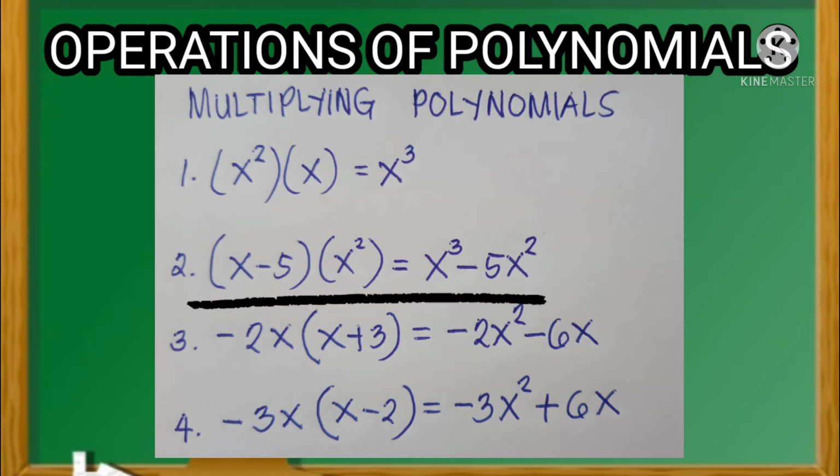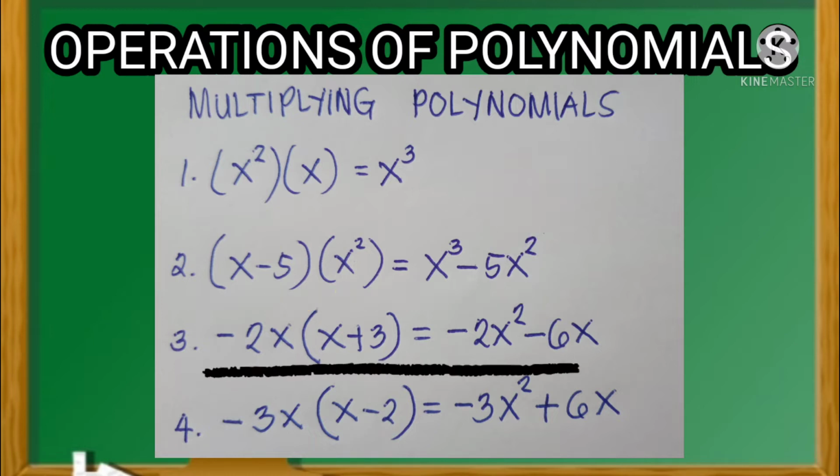Number 2, x minus 5 times x squared. So this time we will apply the distributive property. X times x squared, that is x cubed. The negative 5 times x squared, we are multiplying negative and positive. So therefore the product is negative. So 5 times x squared, of course that is 5x squared.